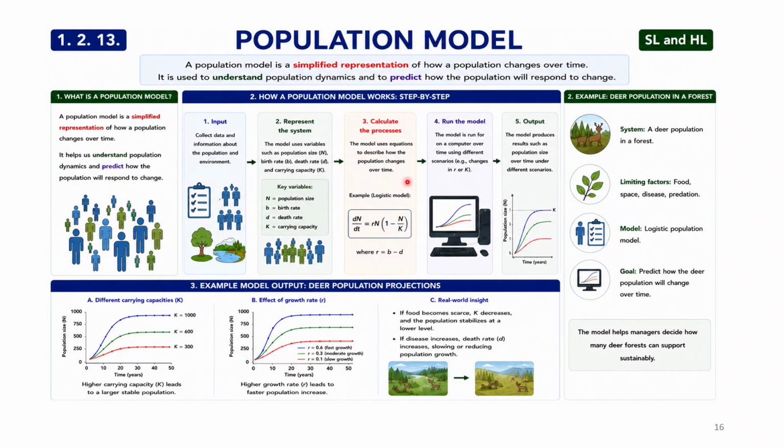Consider a deer population in a forest. If food, water, and habitat are abundant, the population grows rapidly. However, limiting factors such as food shortages, disease, predation, or lack of space reduce growth and eventually stabilize the population around the carrying capacity. The graphs demonstrate that a higher carrying capacity supports a larger stable population, while a higher growth rate results in faster population increase. Such models are valuable tools for wildlife conservation, sustainable resource management, and ecosystem planning.